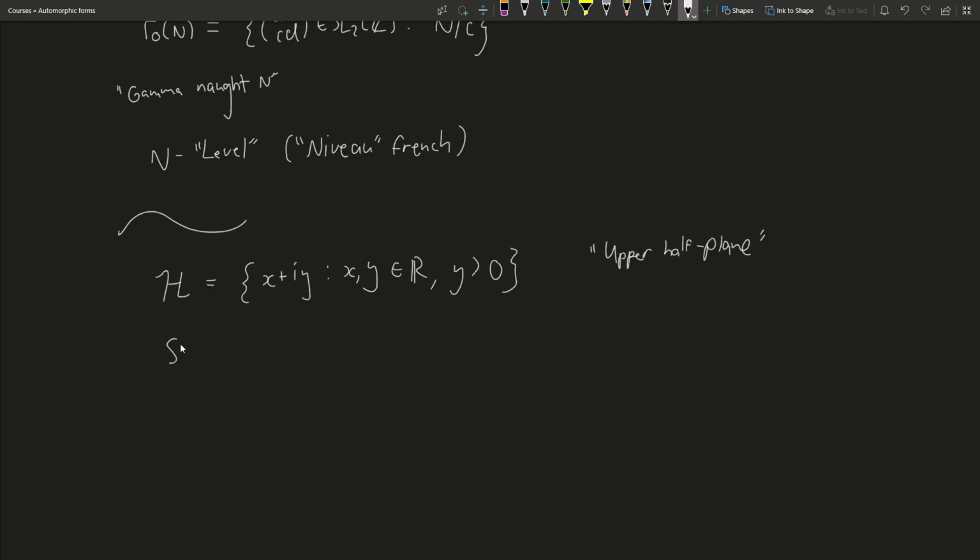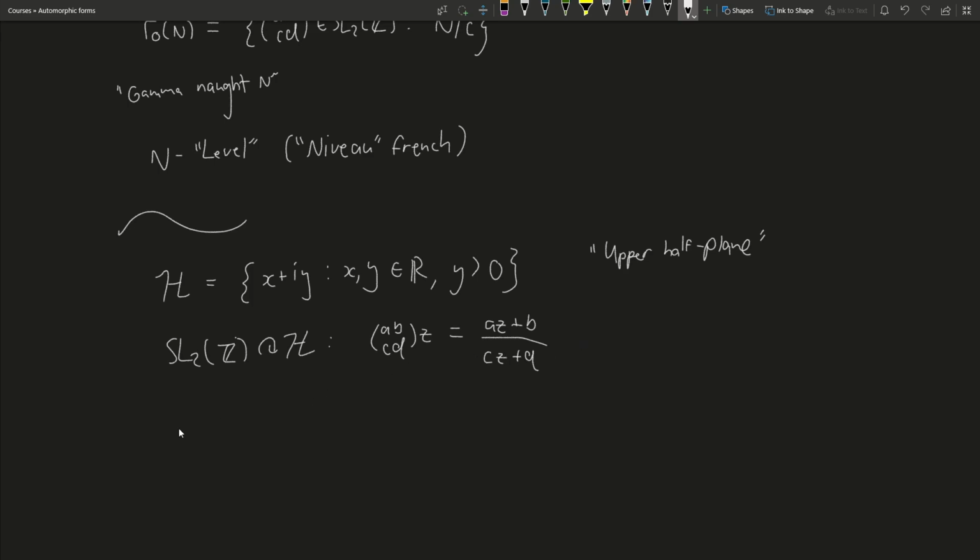And SL2Z has this property that it acts on the upper half plane, and the action is given by, if you have a matrix ABCD acting on this complex number Z, you define that to be AZ plus B over CZ plus D. This is called a Mobius transformation.